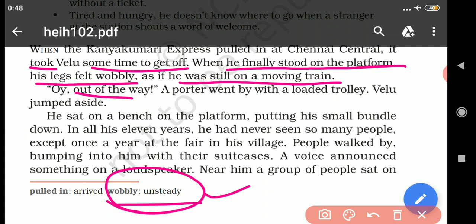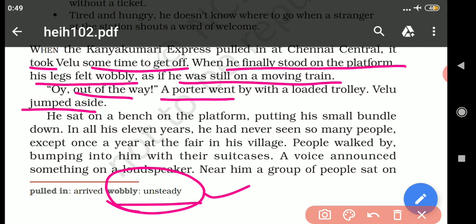ओके, और ये हुआ था उस दिन किसके साथ? वैल्यू के साथ हुआ था. And he was standing still on the platform, and at this moment who comes, a porter went by with a loaded trolley. A trolley was being pulled or pushed by a porter, and he asked him to give the way. And Velu jumped aside. Velu घबरा गया and he jumped aside. वो साइड हो गया जंप करके.